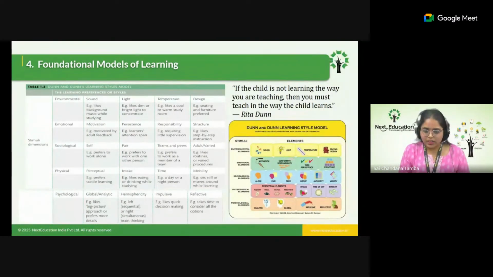And mobility I have told you, and psychological elements also, whether they prefer analytical information or whether they want global aspects, they want to know about the global aspect, whether they are impulsive or reflective. So all these things have been discussed in this Dunn and Dunn learning style model.